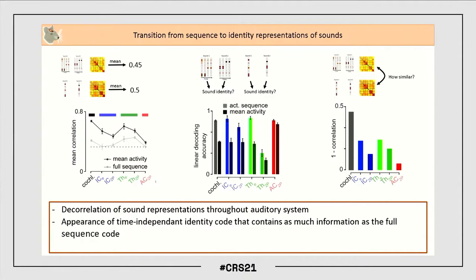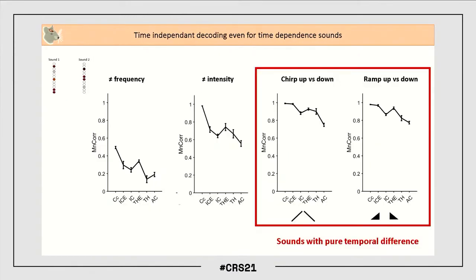Now, if we compare the structure of the matrices I showed you on the previous slide and measure how similar they are, we see that in the cortex they're essentially identical. So what we see is a decorrelation of sound representation throughout the auditory system, but the crucial point we're going to focus on today and the property we're going to try and understand is this appearance of a time-independent identity code in the cortex. Now, I should point out, some of you have probably noticed that something fishy is going on in the thalamus. You see, in fact, a recorrelation here. We'll get back to this later in the talk. But for now, let's focus on this question of time-independent coding.